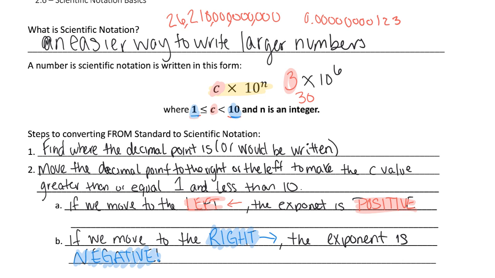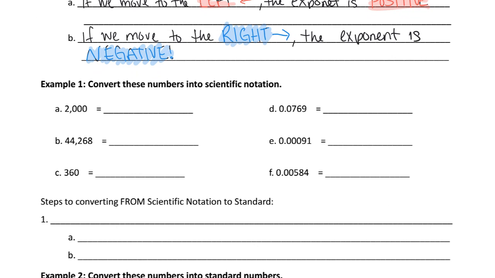All right, so now let's start practicing some of this, okay? Looking at letter A, the number 2,000. Remember we said the first thing we need to do is identify where the decimal place should go. The decimal place should go right here because we want our C value to be greater than 1 but less than 10. So 2 falls right between that. If we put it here, it would be 20. That would work. So now we have to figure out how many times we move the decimal place.